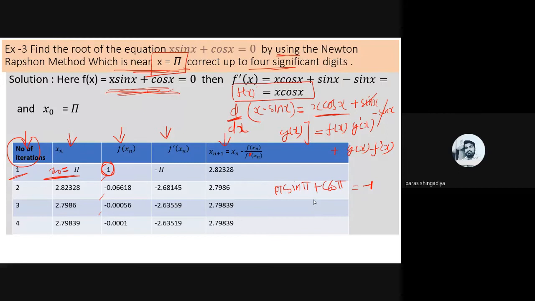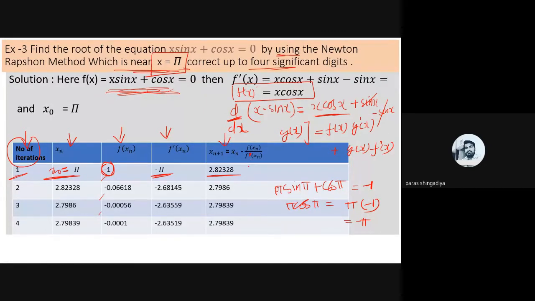So x0 is equal to pi, and then we can check f of pi, which will be -1. Now check f dash of pi. It will be pi into cos pi. Cos pi we have as -1, and pi is in the product, so it will be minus pi. What is the answer of cos pi that we have? It is -1, so it will be minus pi.